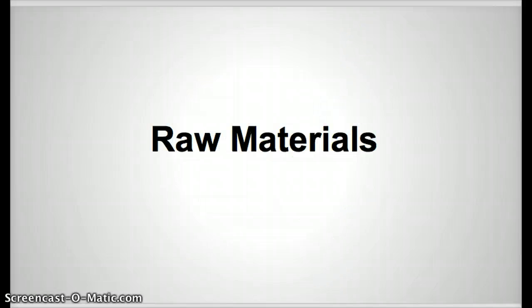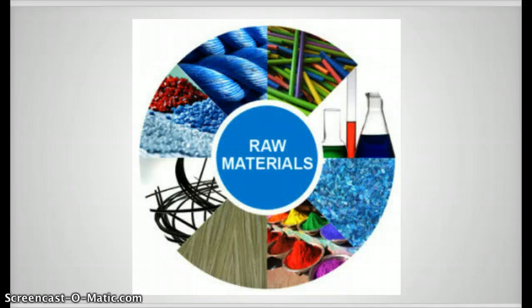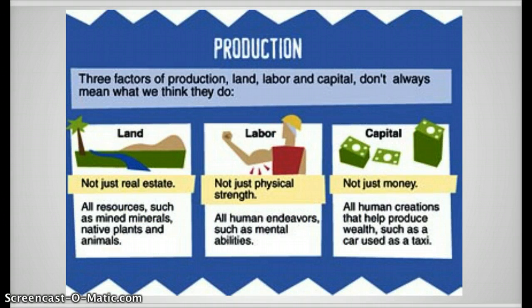In addition to natural resources, you need raw materials. Raw materials are products used to make other goods. They can be natural resources: coal, oil, water, sun, etc. But they can also be cotton, tobacco. Even today, there are examples of modern raw materials: anything that we are putting into a product and changing into something else.